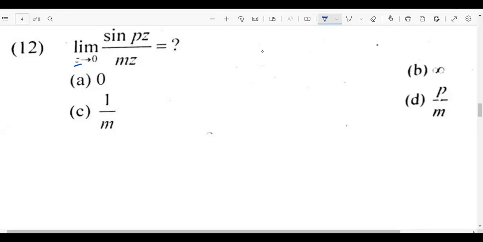What is cos 90? Cos 90 is 1. Sorry, not cos 90, cos 0, my bad. Yeah, cos 0 is 1. Okay, then C. C, right? Right.